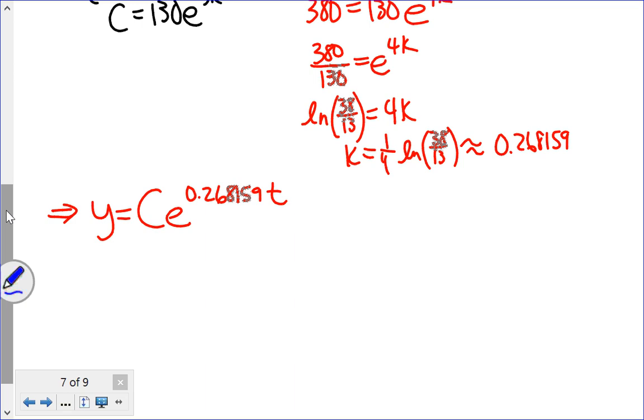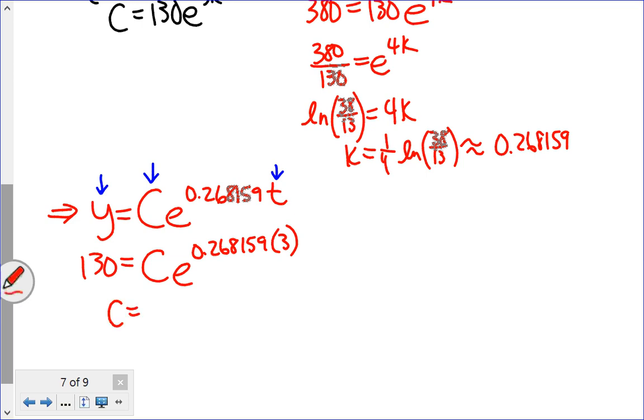So that's going to give me 130 equals c e to the k, write all that down, times time, which is 3. So when I go through this process, I'm going to get c as 130 over that e to the stuff. And that's going to give me that c is approximately 58. So we have about 58 insects initially.